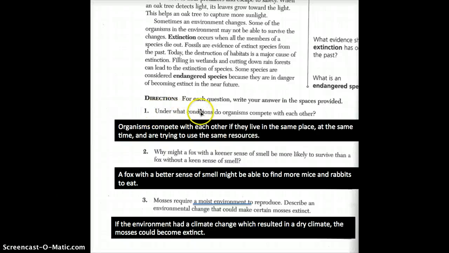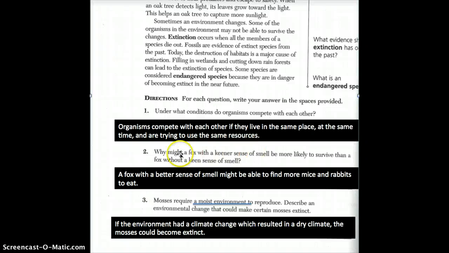Under what conditions do organisms compete with each other? So remember, they have to be in the same place and need the same resources. Organisms compete with each other if they live in the same place at the same time and are trying to use the same resources. So, ladies and gentlemen, remember, once again, I shouldn't see my answers on your paper. You should be putting them in your own words, and they should have already been there. You're just checking to see if it's right.